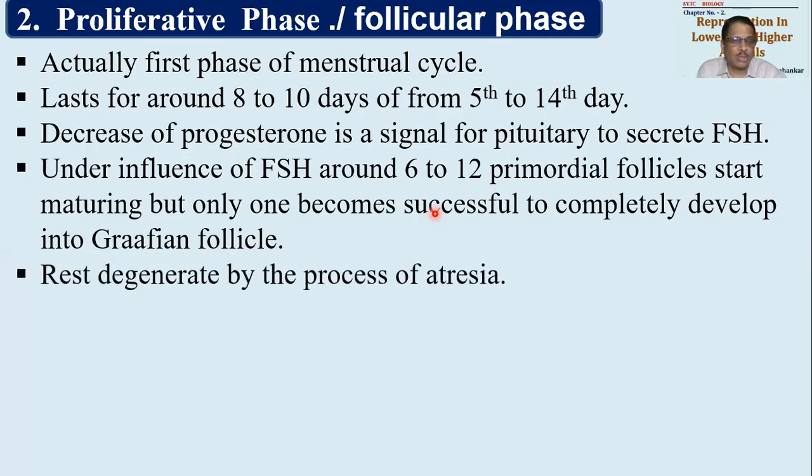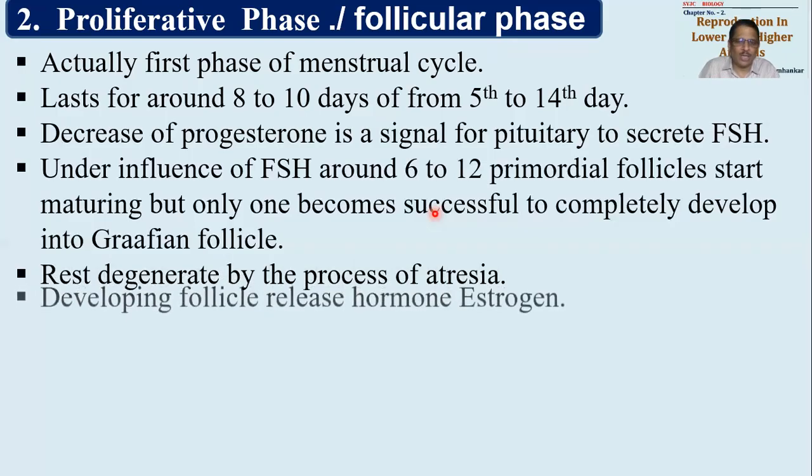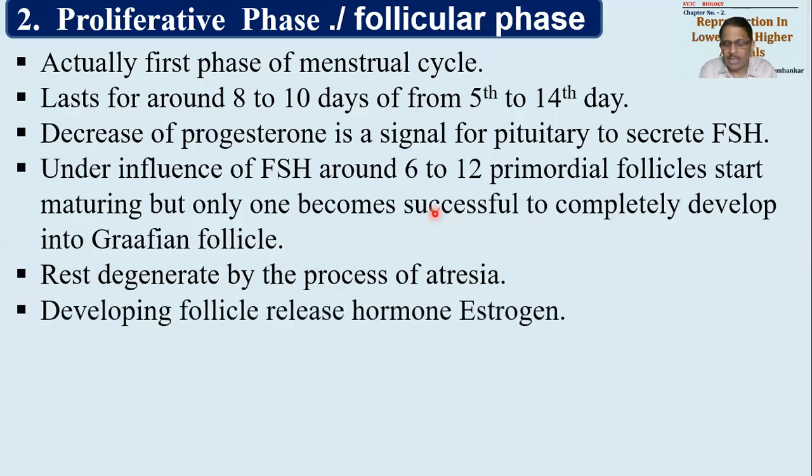The one which is the most fastest developing and the largest will become the Graafian follicle. Rest all will degenerate by the process of atresia. I told you earlier also. तो 10-12 फॉलिकल जो चालू हो गए हैं डेवलपिंग होने, इसमें से एक ही फॉलिकल ग्राफियन फॉलिकल बनेगा, बाकी सब एट्रेसिया, बाकी सबका एट्रेसिया हो जाएगा.